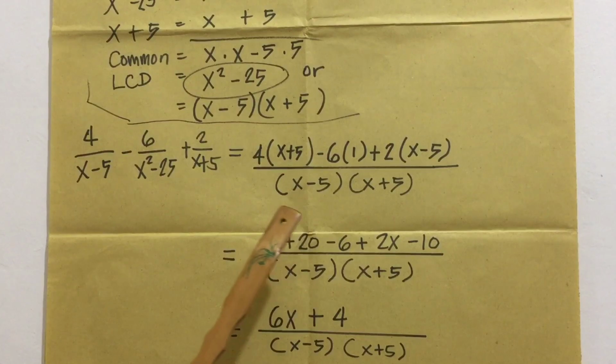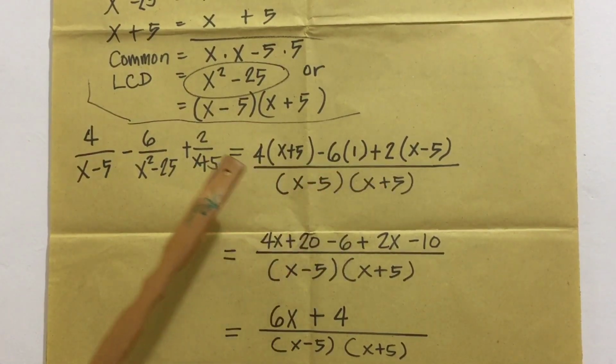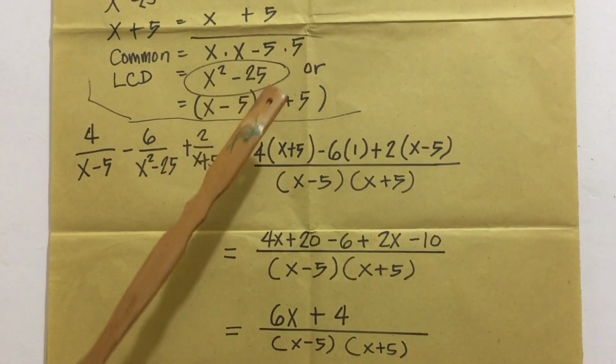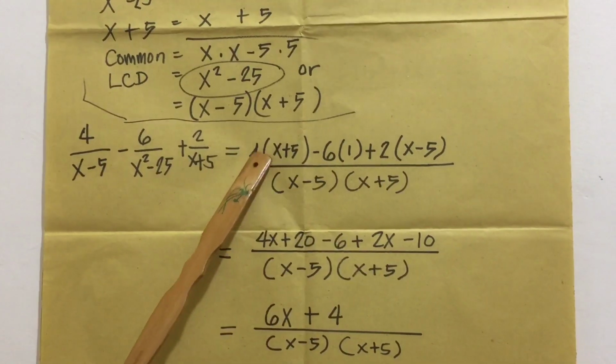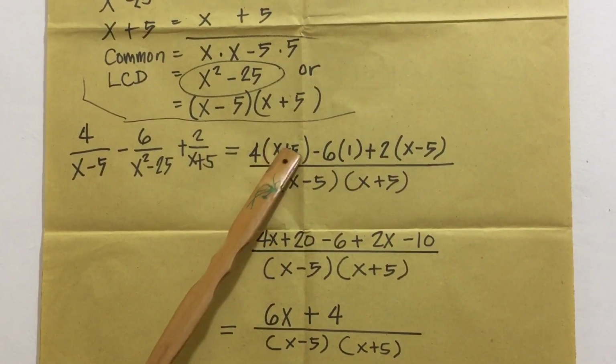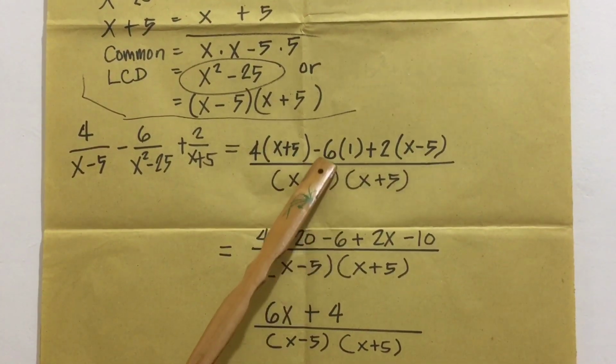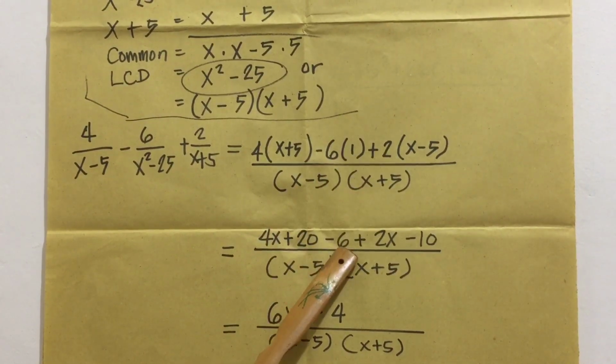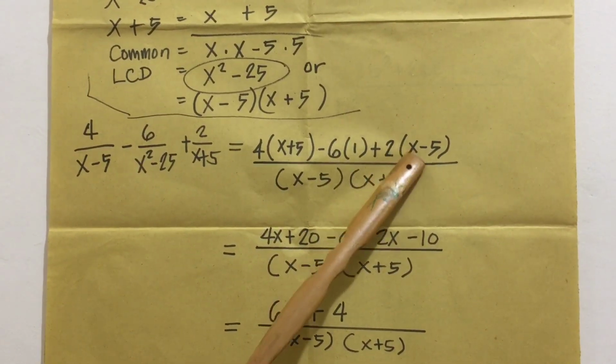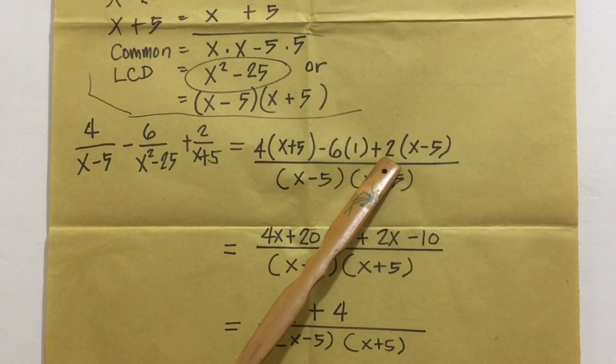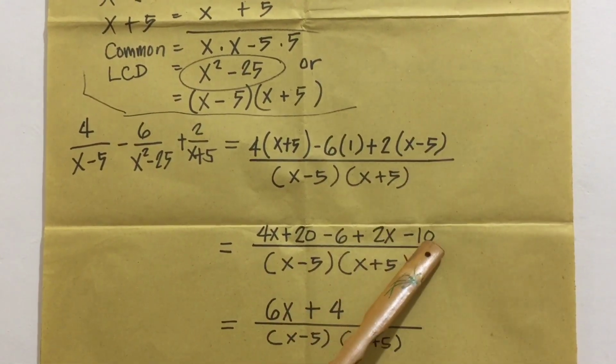After this, we're going to simplify by multiplying or removing the parentheses. So 4 times x equals 4x, 4 times 5 equals positive 20, then negative 6 times 1 equals negative 6, then positive 2x equals 2x, positive 2 times negative 5, we have negative 10.